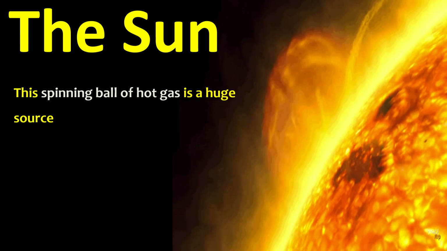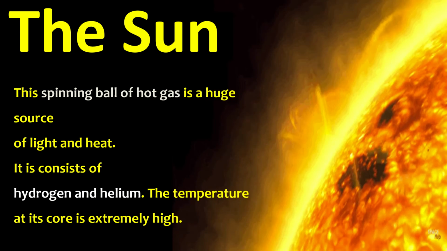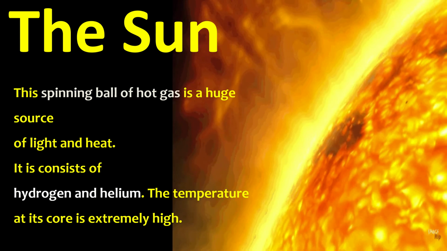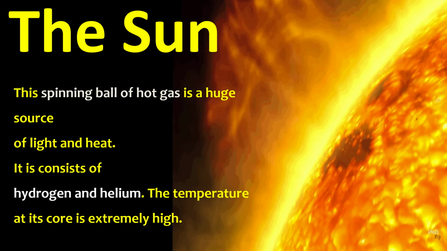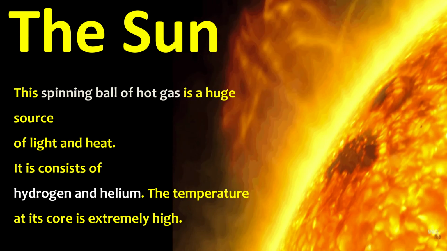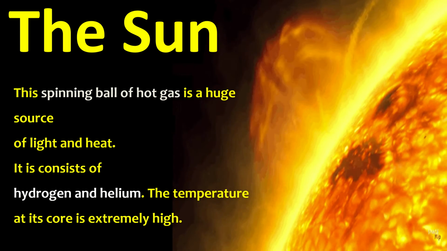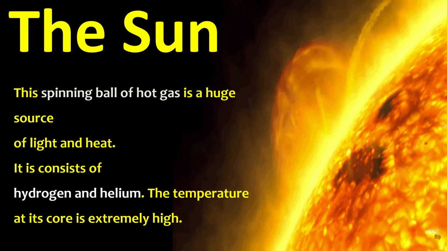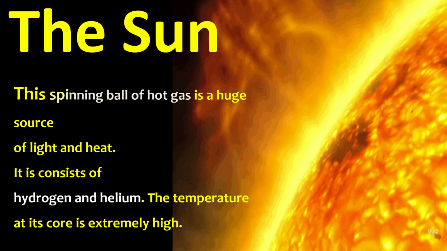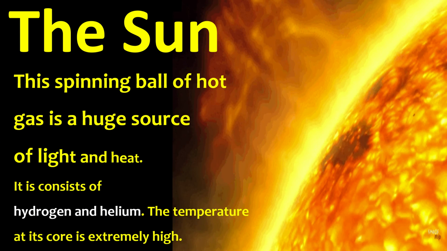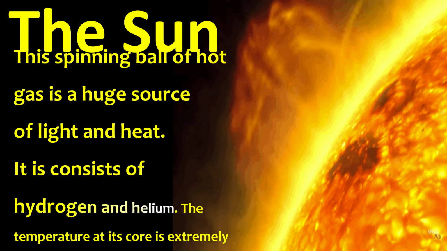This spinning ball of hot gas is a huge source of light and heat. It consists of hydrogen and helium. Okay? So the sun consists of hydrogen and helium. And the temperature at its core is extremely high. Yeah, the sun is very, very hot. Can you imagine how hot is the sun?